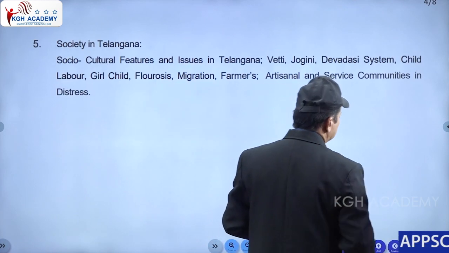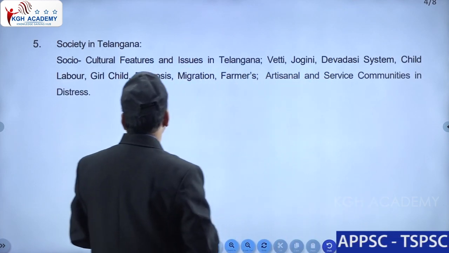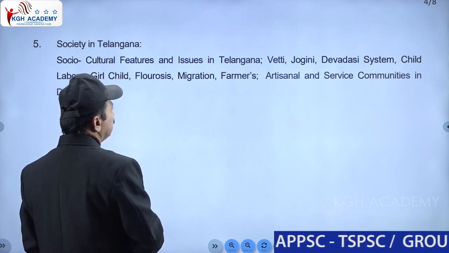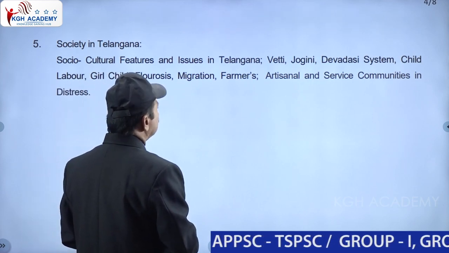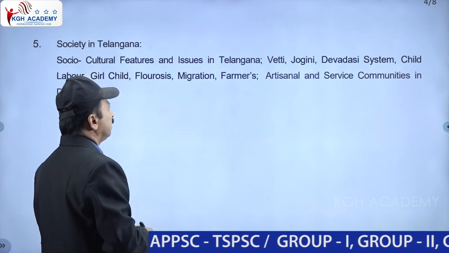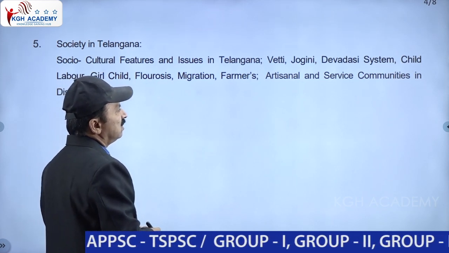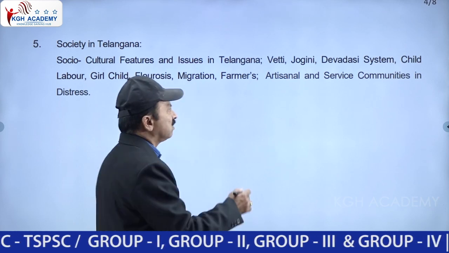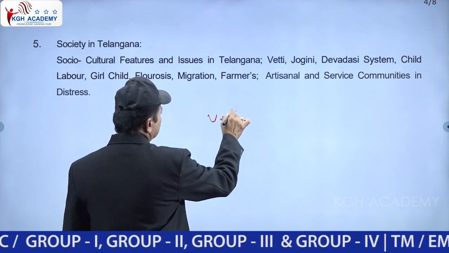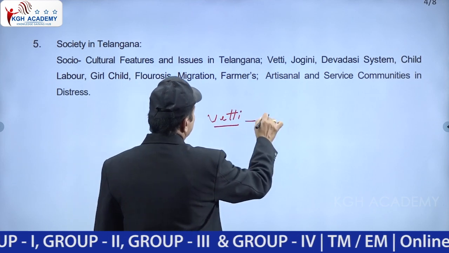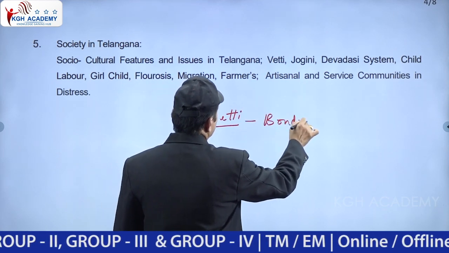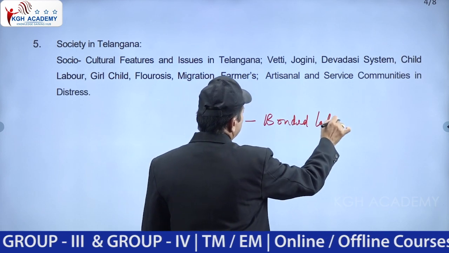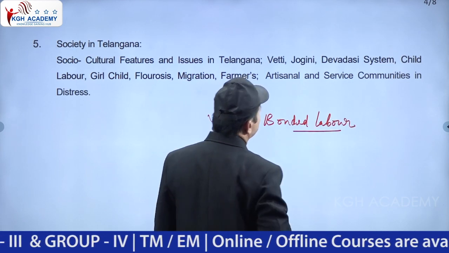After that, we have to see the socio-cultural features of Telangana society, and issues in Telangana. So what is Veti? Veti is called the bonded labor system. Veti, that is called bonded labor, we are calling.